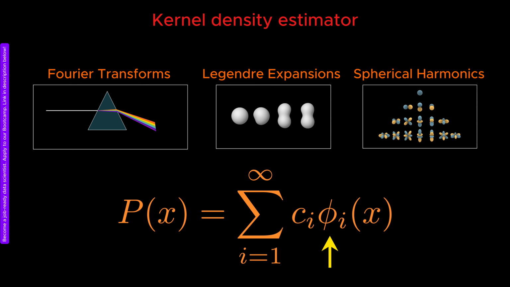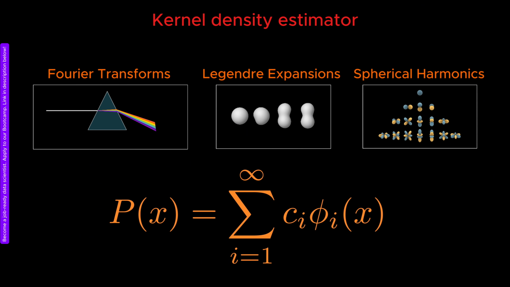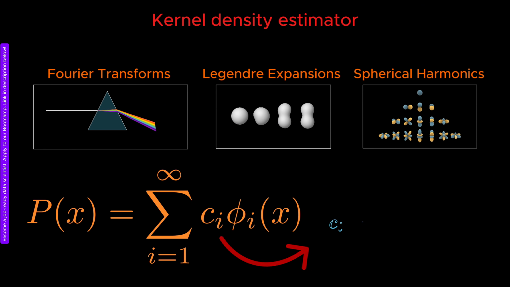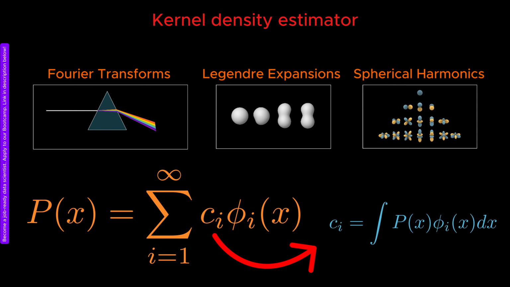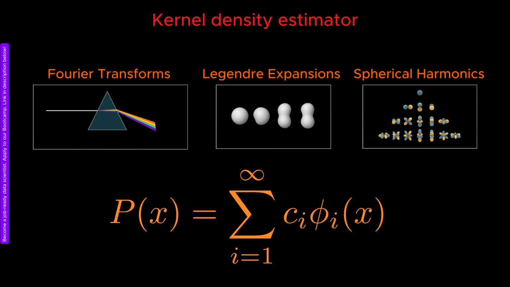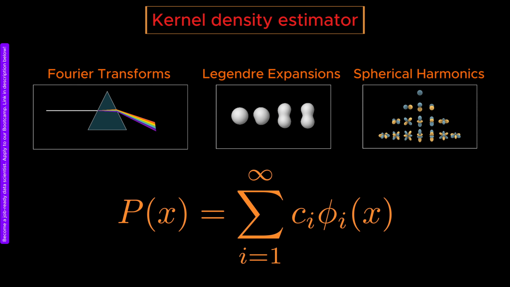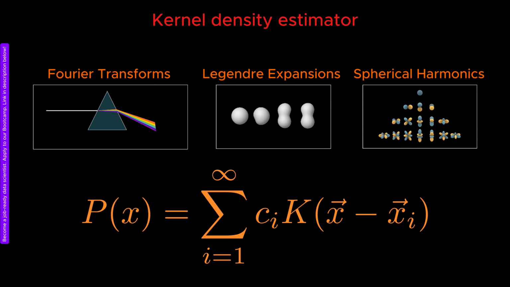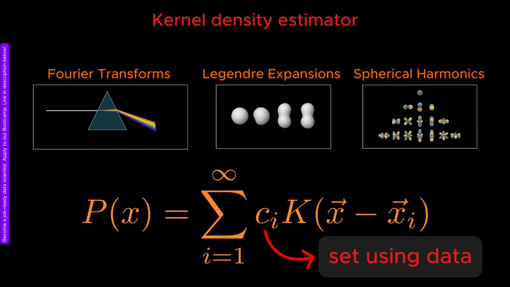The phi of x are basis functions, and the coefficients tell you how much each basis contributes. But usually you compute the coefficients through integrals or derivatives involving p. And that itself is the first problem. You don't know p. So instead of abandoning the idea, the kernel density estimator modifies it. It renames the basis function phi to a kernel centered at each data point, expressed as the following. And instead of computing weights using integrals, it sets them directly based on the data.